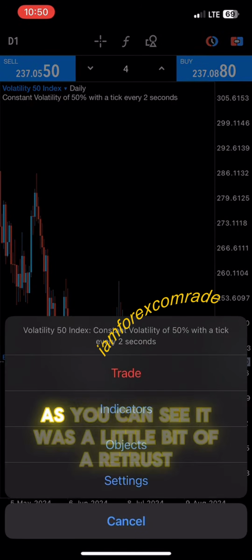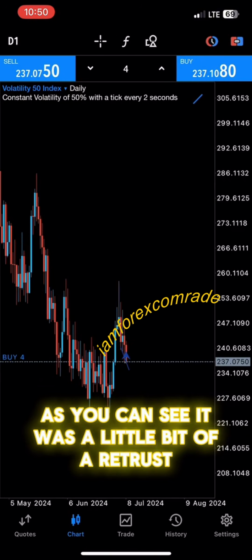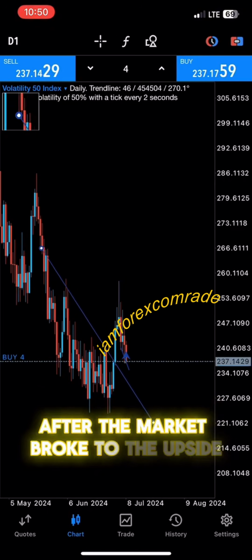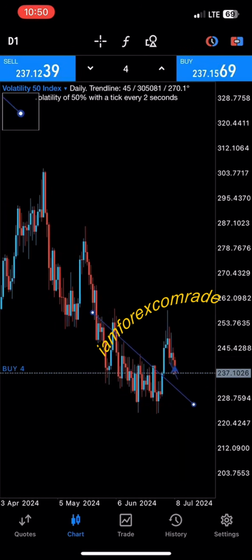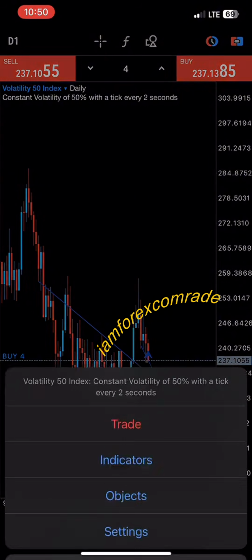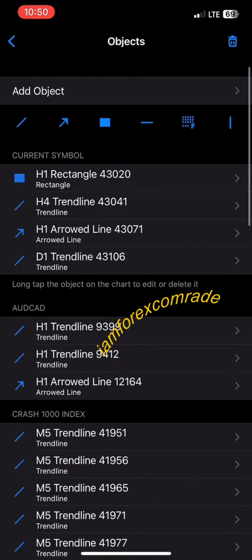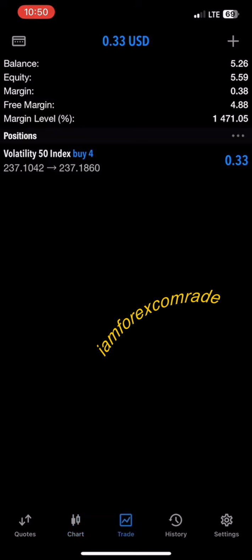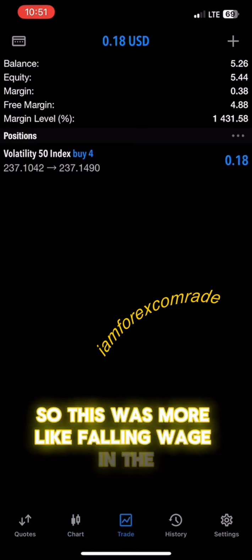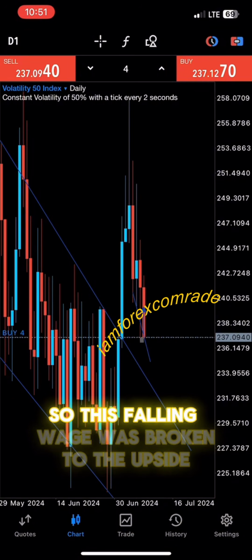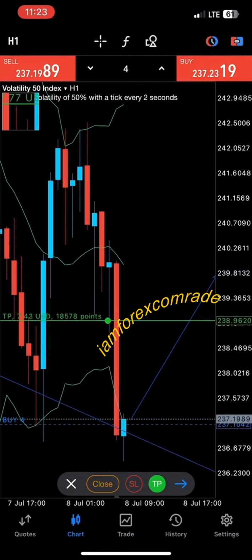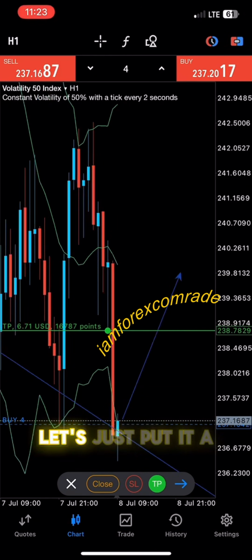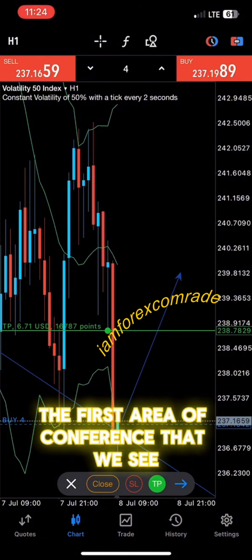So in the daily time frame, as you can see, it was a little bit of a retrace after the market broke to the upside, and then it came back to retest that level. So this was more like a falling wedge in the daily time frame. This falling wedge was broken to the upside, as you can see, and then the market came back for a retest. So in terms of take profit, let's just put it a few pips below the first area of confluence that we see.